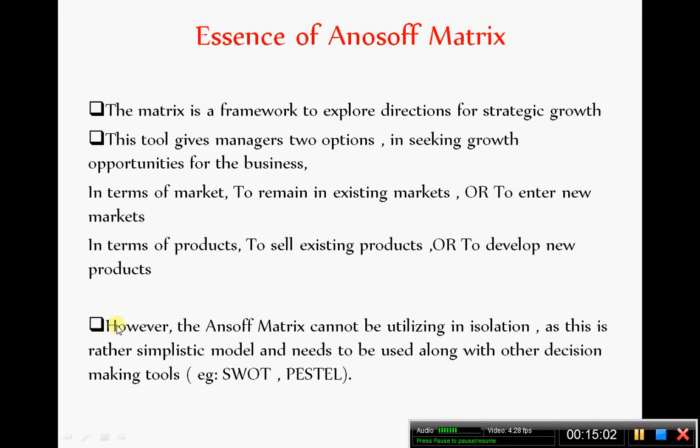However, the Ansoff matrix cannot be utilized in isolation, as this is a rather simplistic model and needs to be used along with other decision-making tools such as SWOT or maybe PESTLE.